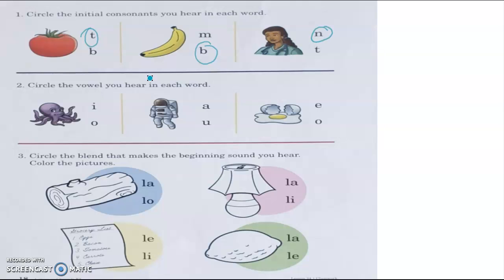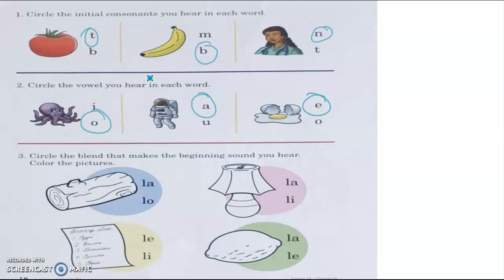Good. This number 2 says circle the vowel you hear in each word. This is an octopus. Octopus. Which letter says ah? Ah. Good. This is an astronaut. Astronaut. Which letter says ah? Ah. Good. This is an egg. Egg. Which letter says eh? Eh.